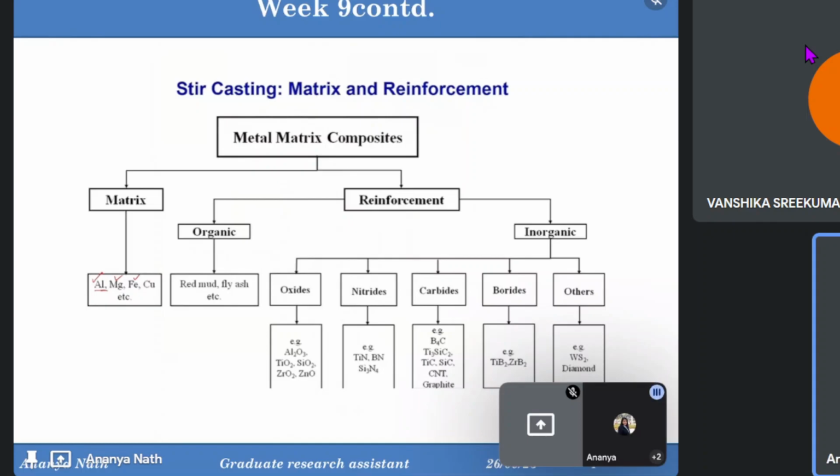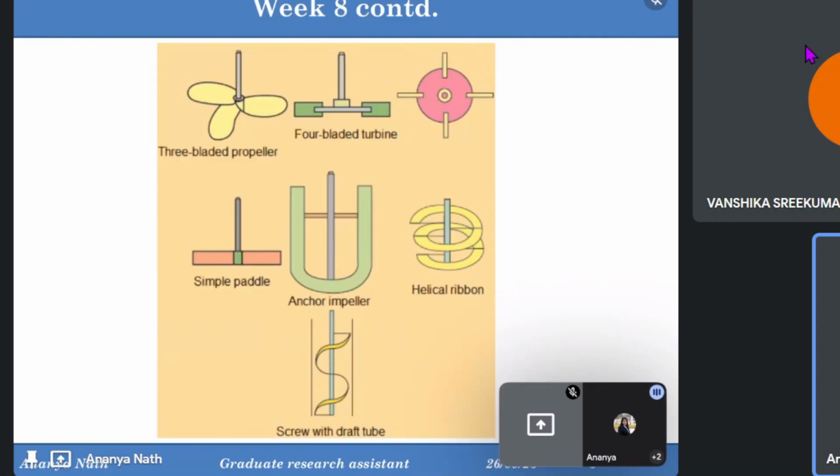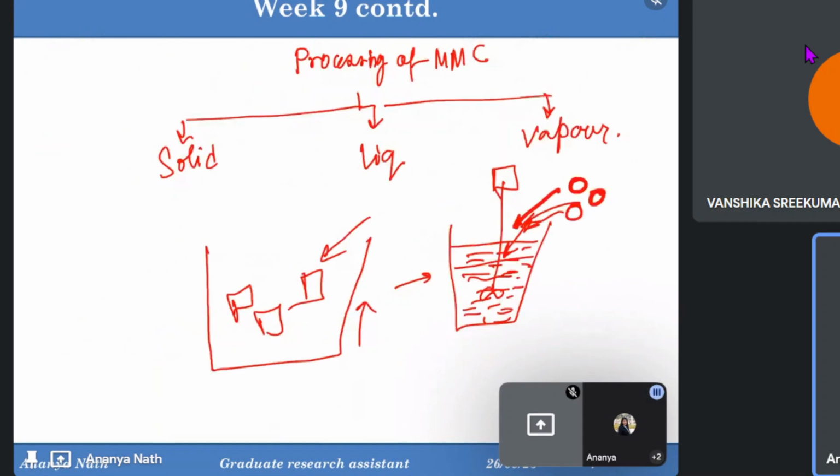I have found a lot of papers on this type of metal matrix composites. There are various routes of making or processing. We'll go through them one by one. Before that, this was the design of the shaft and impeller used in case of stir casting at the time of lecture. A three-bladed propeller can be used. A four-bladed turbine can also be used. These are some possible arrangements for stir casting.